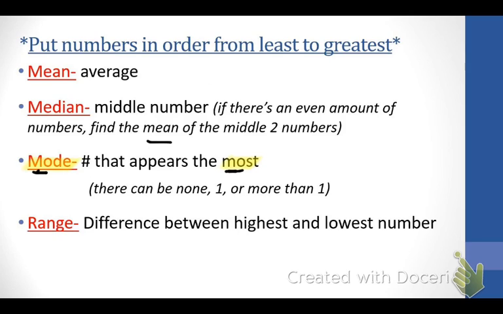The last thing that I want to teach you about is the range. Read to me what the range is. Difference between highest and lowest number. It is the difference. Can you think about this word difference right here? What sign goes with difference? Subtraction. So you're going to take the biggest number and then subtract the smallest number. Okay, so these are important vocab words that you're going to need for our lesson today.